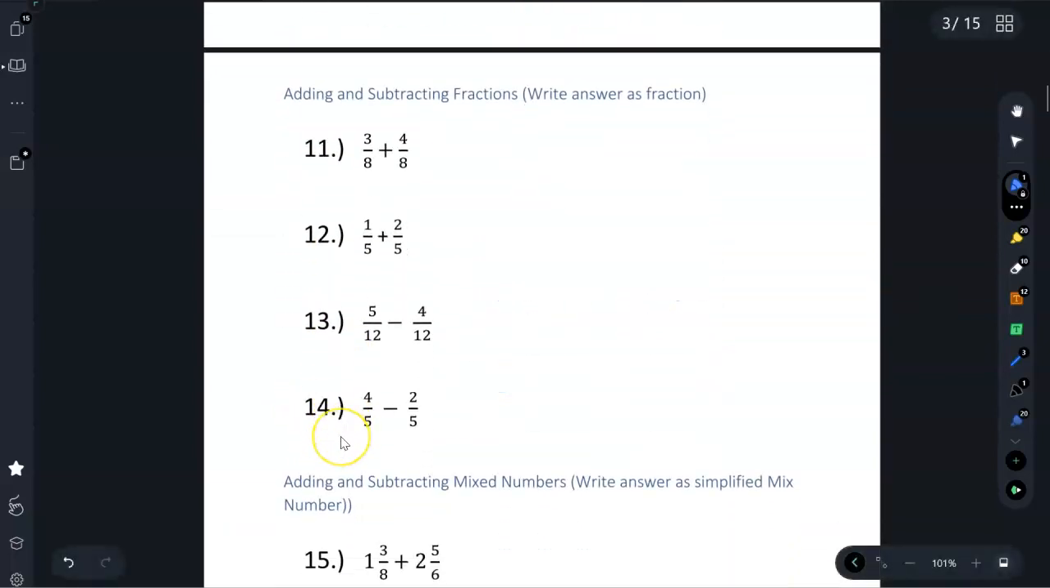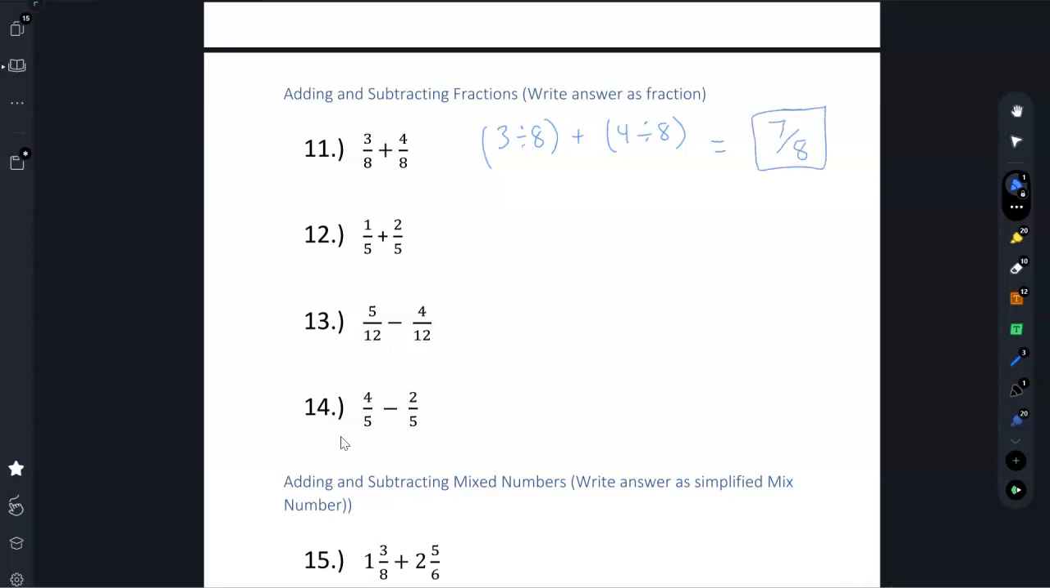All right. The next set, we were adding and subtracting. So just keep in mind, once again, a fraction is just a division. So if I type this in, I do like to put parentheses around it. So I'm going to do 3 divided by 8 plus 4 divided by 8. And that would give me 7 divided by 8 when we type it in our calculator.